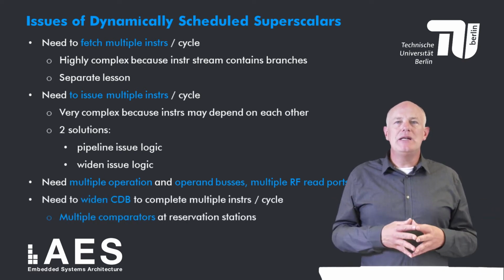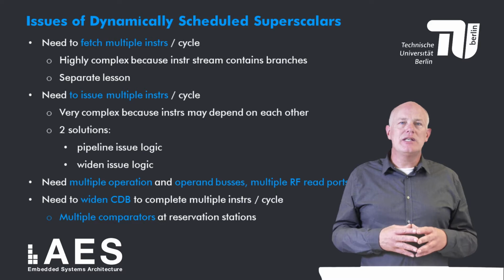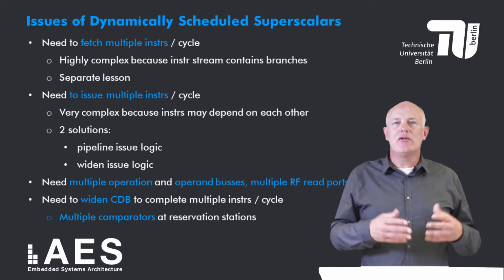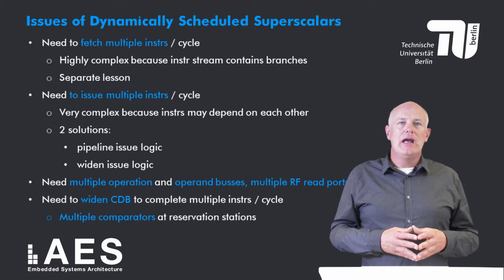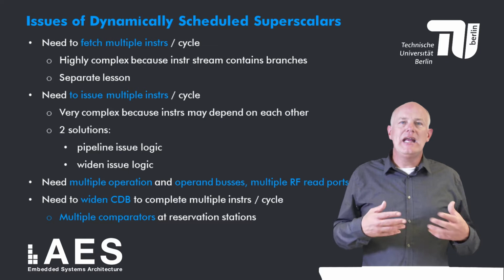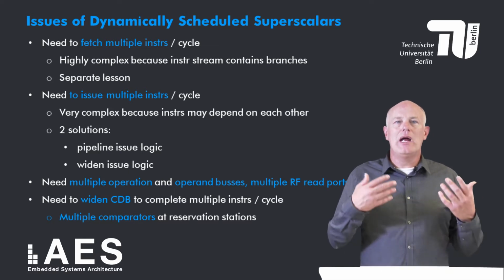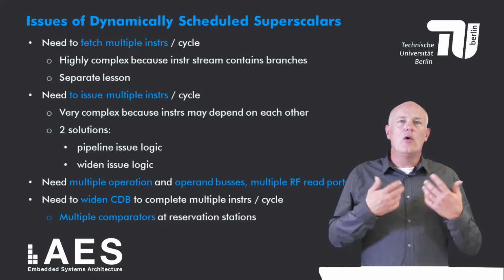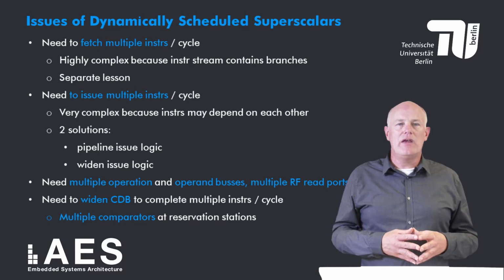The final implementation challenge I would like to discuss is that we need multiple result buses to be able to complete several instructions per cycle. In other words, the common data bus needs to be widened. Furthermore, each reservation station will require multiple comparators in order to determine if it is waiting on any of the results produced in a single cycle.